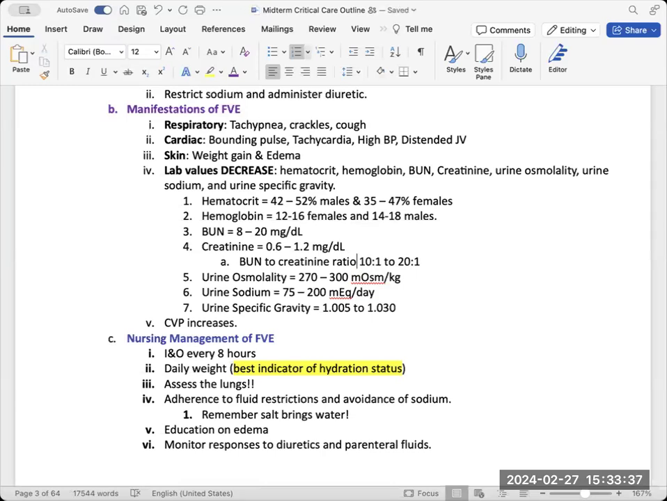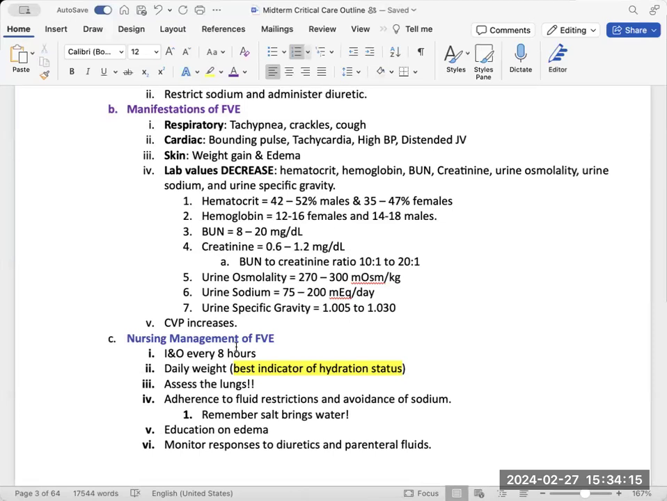Urine osmolarity is going to decrease, the urine sodium is going to decrease, and the urine specific gravity is also going to decrease, right? Because these patients don't have a problem with going to the bathroom, so their urine is going to be very diluted. It's going to be in that less than 1.005 range, which is why all the other urine values decrease. Whereas in fluid volume deficit, they're not peeing at all, or if they are peeing, whatever comes out is going to be super concentrated. That's why the urine specific gravity is going to be greater than 1.030.